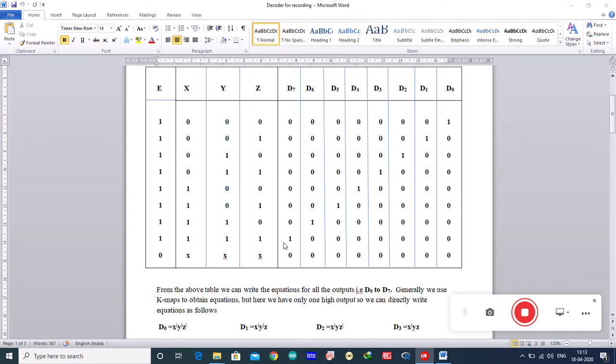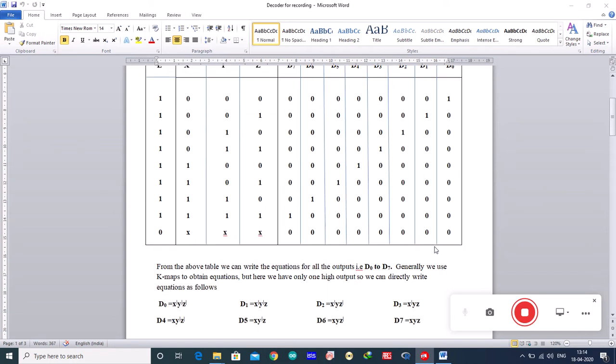Here you need to note one point, that the enable input is always equal to 1, and if it is 0, irrespective of all the inputs, whatever the inputs might be, all the outputs will remain 0. This is the important point you need to consider here.